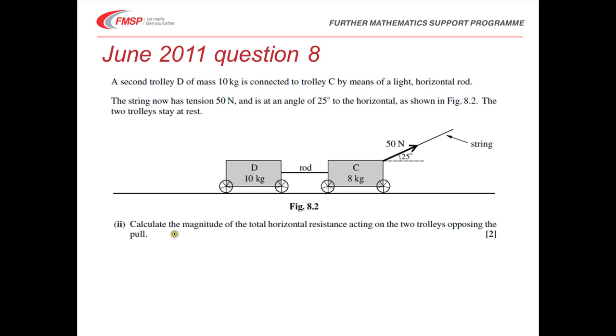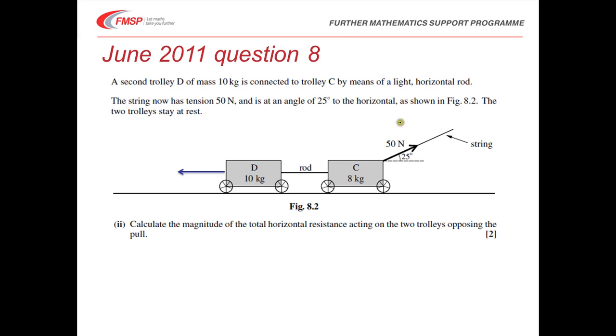Moving on to the second part, we've got a situation as shown in this diagram. The rod is horizontal to the ground, and we have the string at this angle of 25 degrees that we saw earlier. We have to work out the magnitude of the total horizontal resistance acting on the two trolleys. So that would be opposing the pull in the left-hand direction.